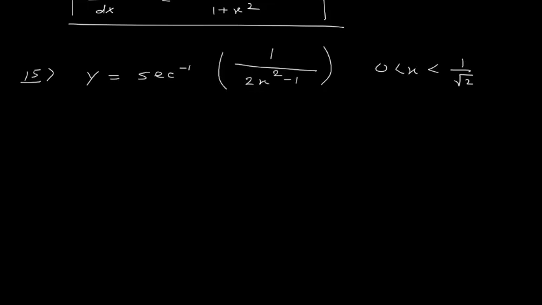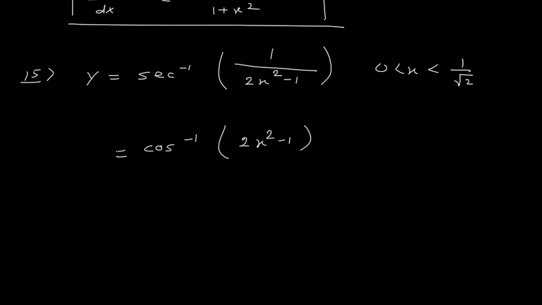The problem is y equals sec inverse of 1 upon 2x square minus 1. Now this sec inverse function we can convert in cos. These things we have already done in inverse trigonometric functions. If it is not done, then when you do that chapter, you will understand how sec inverse converts in cos inverse. What you have to do is just reciprocate it. So it will become cos inverse of 2x square minus 1.